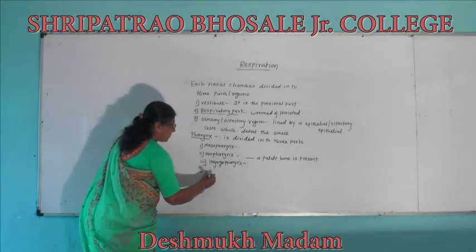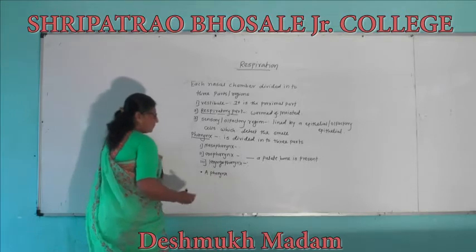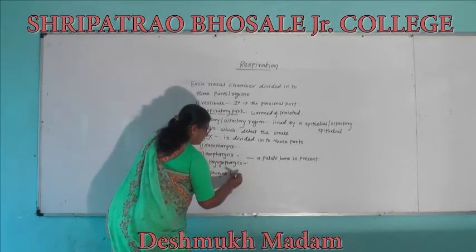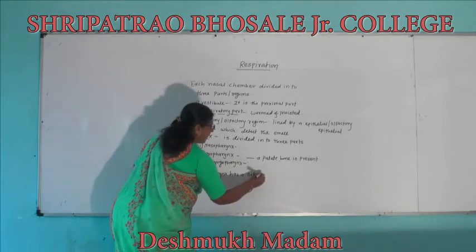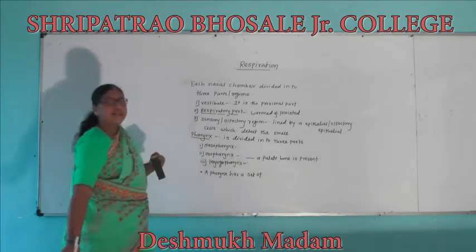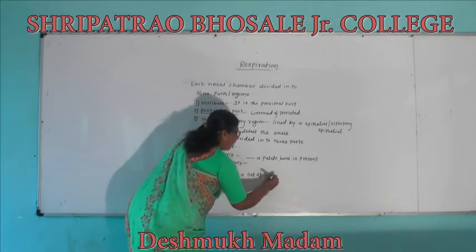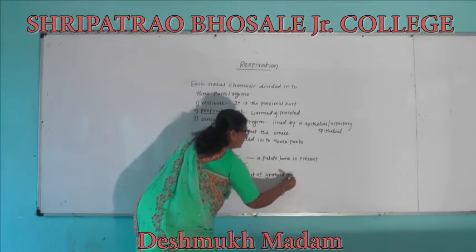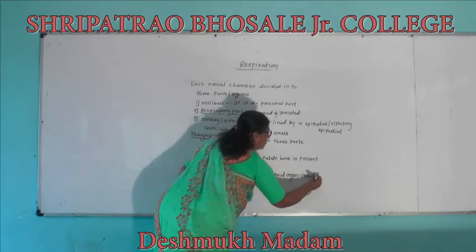A pharynx has a set of lymphoid organs called tonsils.